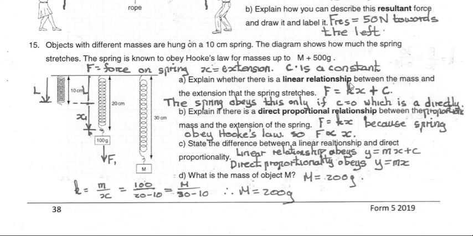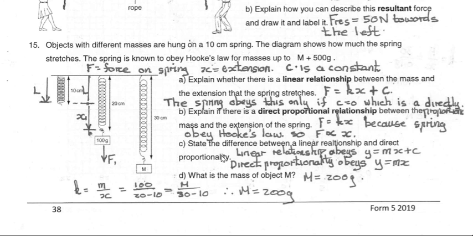Part A. Explain whether there is a linear relationship between the mass and the extension that the spring stretches. Well, yes, F equals kx plus c. The spring obeys this only if c equals 0, which is directly proportional. So if c equals 0, this term disappears and we get F equals kx, and it would be obeying Hooke's law. B. Explain if there is a direct proportional relationship between the mass and the extension of the spring. F equals kx because the spring obeys Hooke's law, so F is proportional to x.